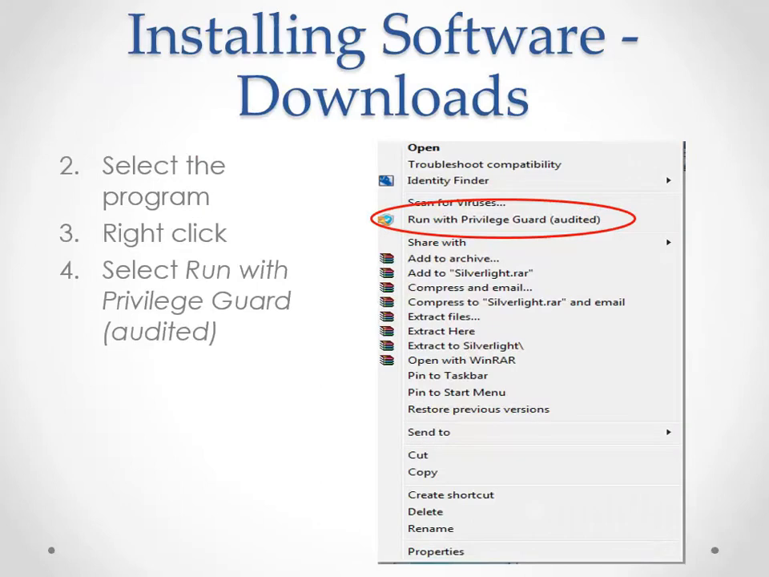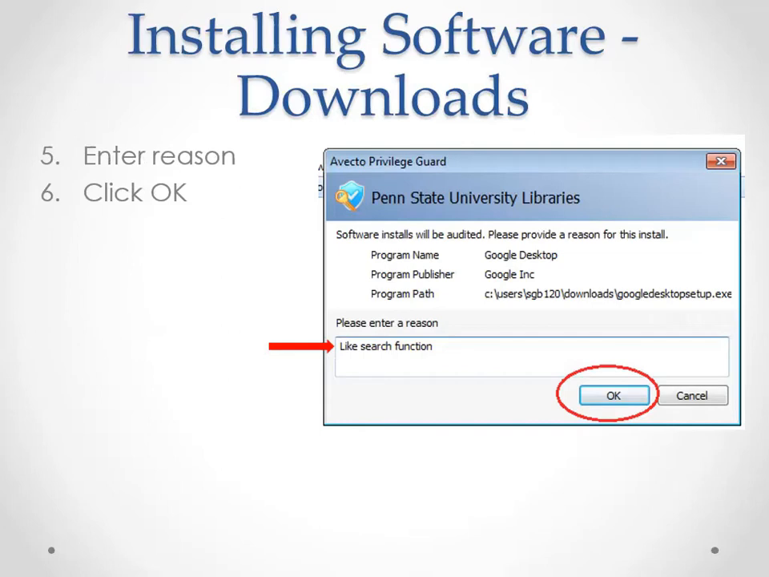Once you've located your installer, right-click on the saved file and select Run with Privilege Guard Audited. You will then be prompted to enter a reason for why you're installing software. This is simply to make the user aware that you're installing software. Once that's done, you're ready to install like normal.